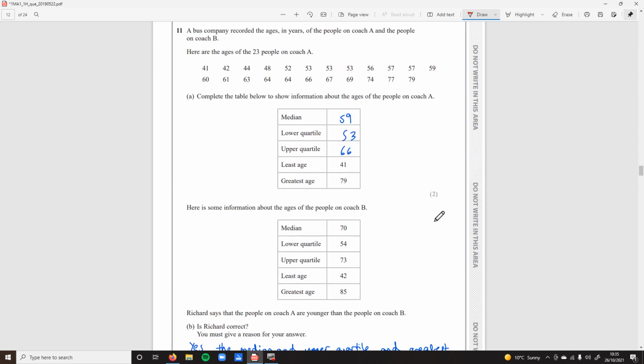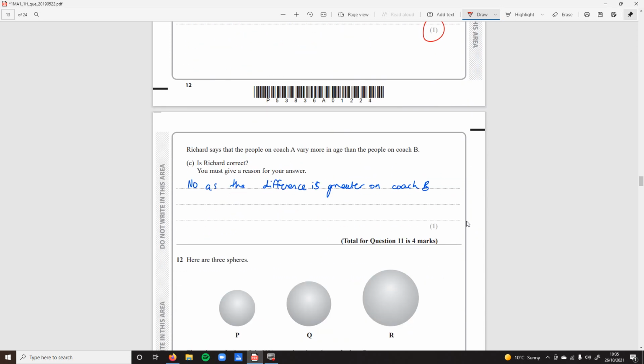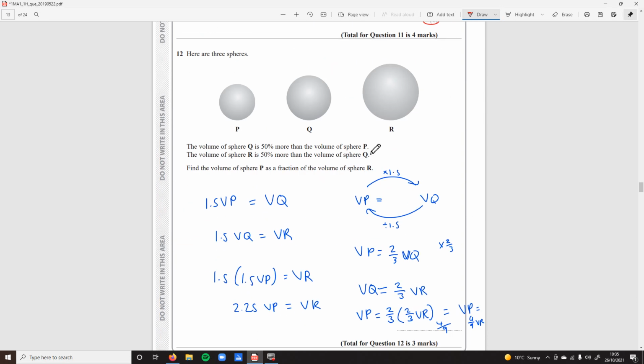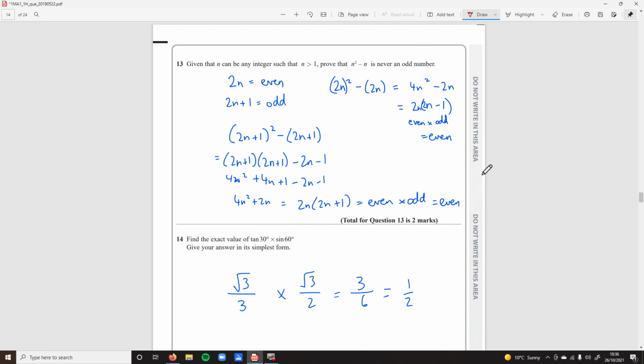Okay, this is where we might lose the marks. 59, 53, 66, lovely. We got it. Yes. All statistics are lower for coach A, median is lower, middle age is lower on coach A. Oh yeah, got that right. No. Greater difference, yeah, you can have that, greater difference between the ages. 4/9, yes baby. That was good, I'm glad I got that.